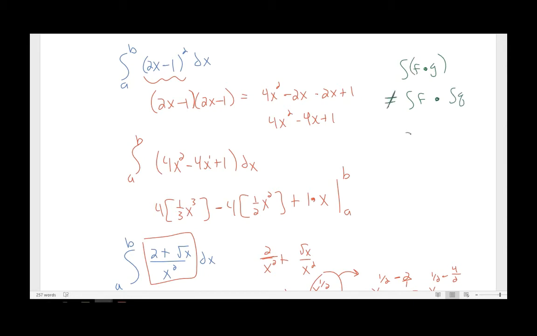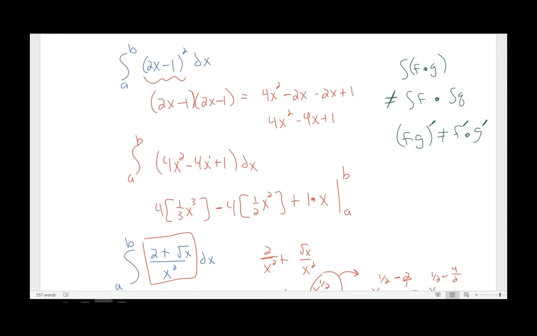And again, if we think in terms of derivatives, the derivative of f times g is not the derivative of the first times the derivative of the second. There's a product rule that we would do here. We wouldn't just differentiate each and multiply. So the integrals are the same way.